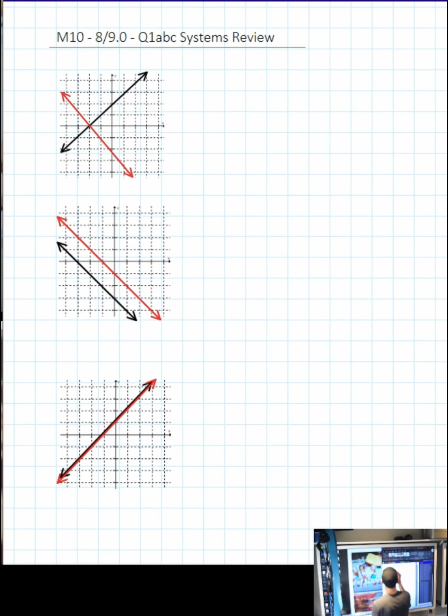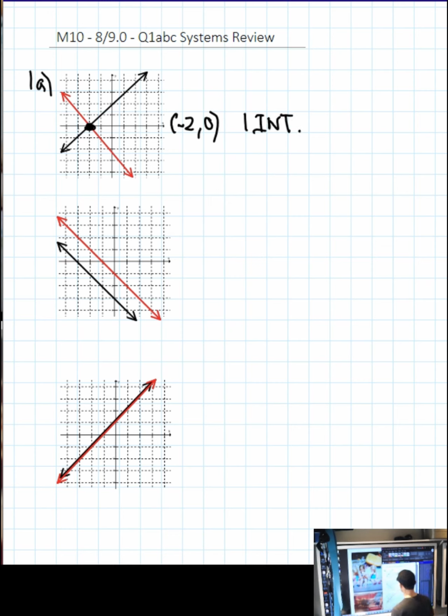Okay, we have Systems Review 1A. So find / how many intersections. Let's identify the intersection and put a dot there and call the point on the x -2, on the y 0. Okay, so how many intersections? That is the intersection. There is one intersection. We can write one int.